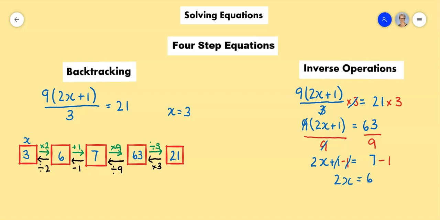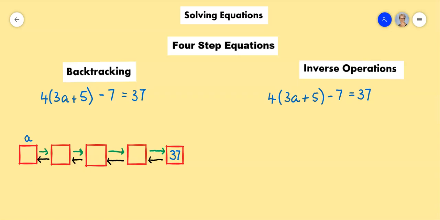The last thing we had to do was to divide by 2. So we do that to both sides. We divide by 2, times 2 and divided by 2 cancel out. So we are left with x is equal to 3, as we found in our flowchart.